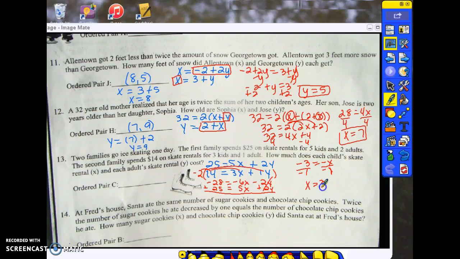And I get that the kids' skates are $3 each. Plug that back into one of the original equations. 25 equals 5 times the $3 for the kids' skates plus 2y. 5 times 3 is 15. Subtract 15 from both sides and you'll get 10. And when you divide by 2, you see that the adult skates are $5 each. So our ordered pair is 3, 5. You'll go to the right 3, up 5, and put a point and label it C.